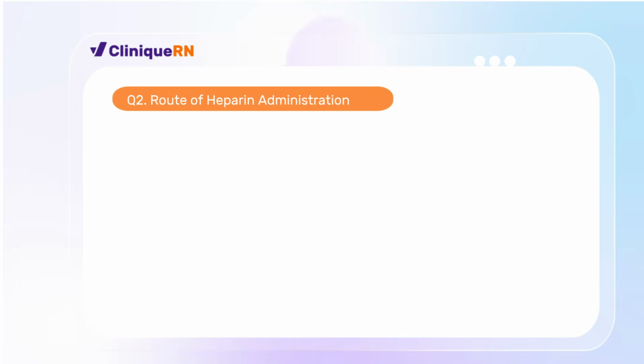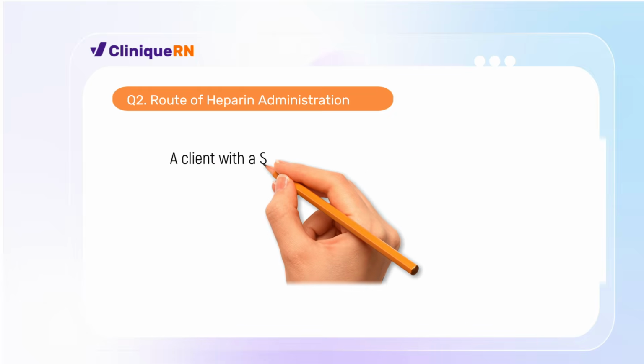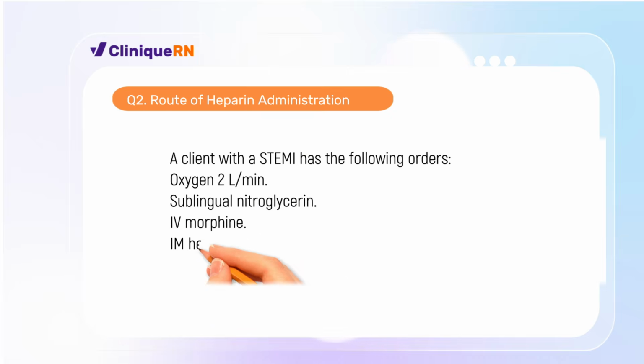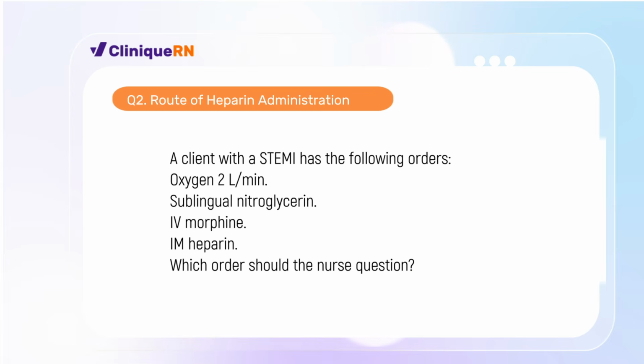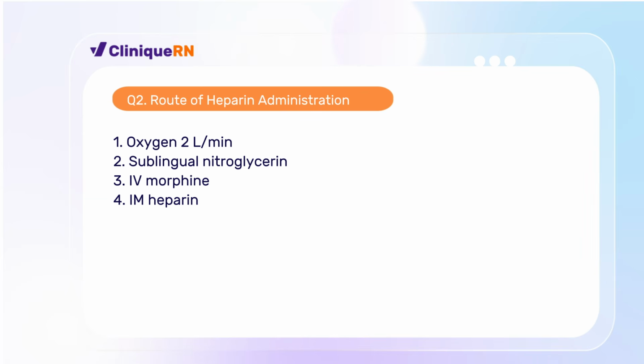Question 2. Route of heparin administration. A client with a STEMI has the following orders. Oxygen 2 liters per minute. Sublingual nitroglycerin. IV morphine. IM heparin. Which order should the nurse question? 1. Oxygen 2 liters per minute. 2. Sublingual nitroglycerin. 3. IV morphine. 4. IM heparin.